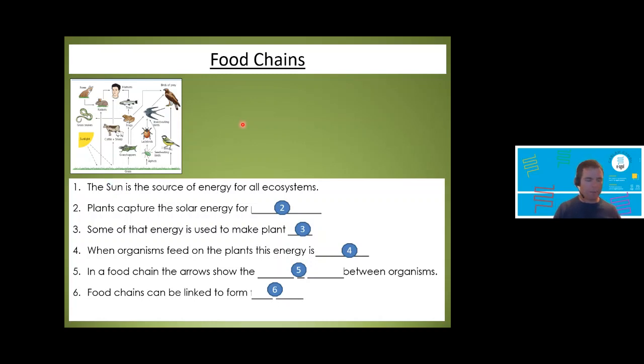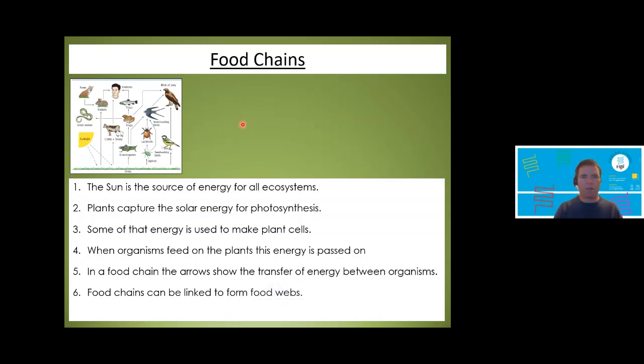Well, it's the sun that is the source of energy for all organisms. Plants capture solar energy for photosynthesis. Some of that energy is used to make plant cells, and when organisms feed on the plant's energy, this energy is passed on. And in a food chain, the arrows show the transfer of energy between organisms. And then food chains can be linked to form food webs.